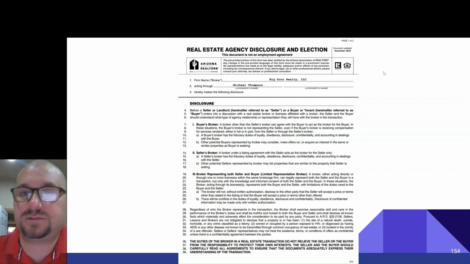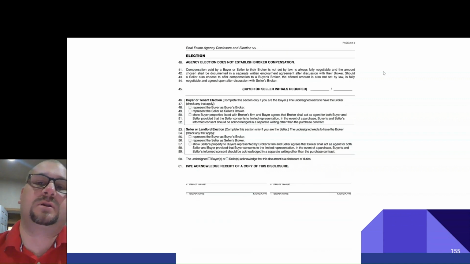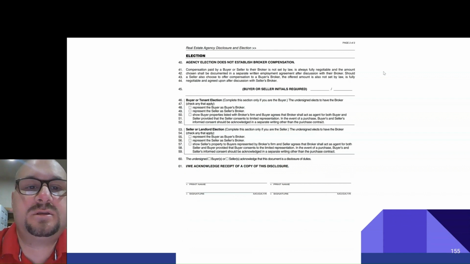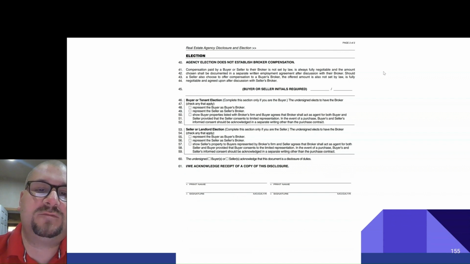So this is the latest and greatest document. This was updated November 2024. Buyer or tenant election, you'll check there if you're the buyer. Seller, we'll check there if you're the seller, right? The undersigned buyer or seller acknowledges that this document is a disclosure of duties. So, what is this document really all about? It's just disclosing the duties of your realtor or your broker.